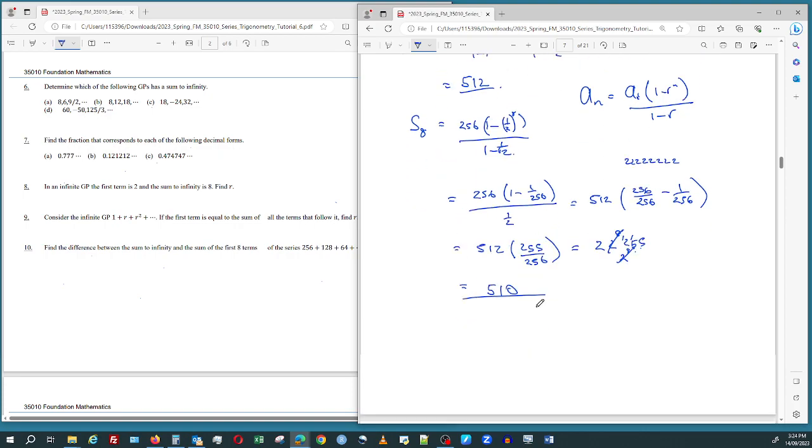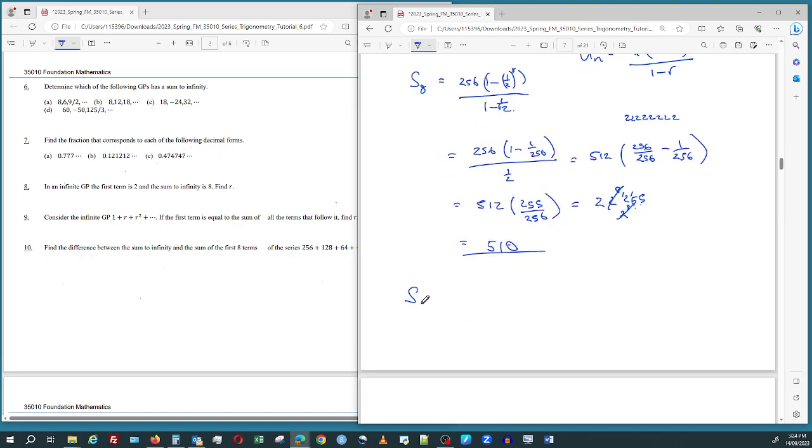Okay, so the difference between them, the sum to infinity minus S8, is 512 minus 510, which is a difference of 2. So that's your final answer. Alright, so hopefully that's been quite helpful, and that was what we did for sequence and series.